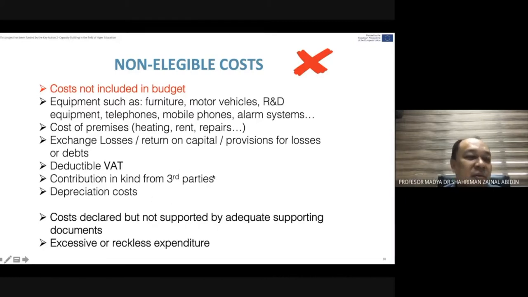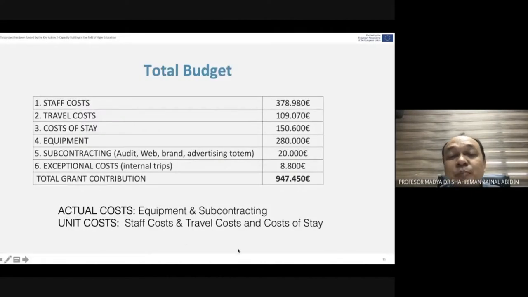Depreciation cost ni macam kos panas. Engineer kan ada kos panas ni. And then cost declared but not supported by adequate supporting documents pun is not eligible. And then excessive and reckless expenditures pun not eligible. So this is the total of budget.